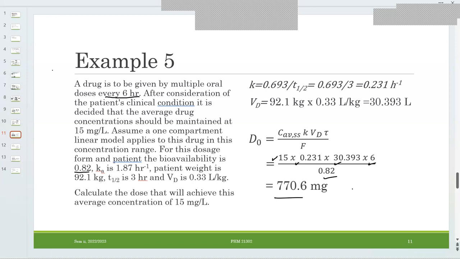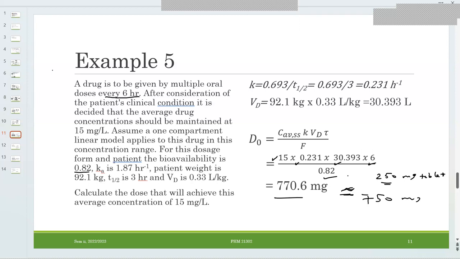You get the dose, suppose 770. You can also do rounding when you practice in the hospital, depending on the dosage form available. It's not given here, but if I told you, for example, it is available as 250 milligram tablet, you can round to multiples of 250. So you can suggest 750, so the patient will take 3 tablets every 6 hours, and so on.